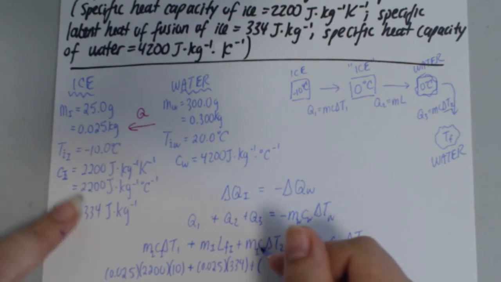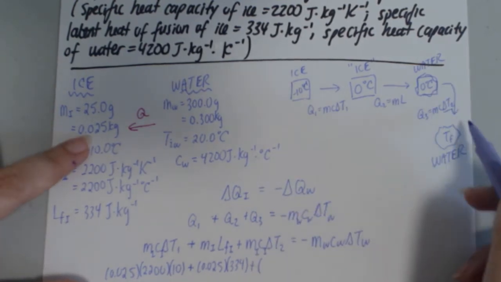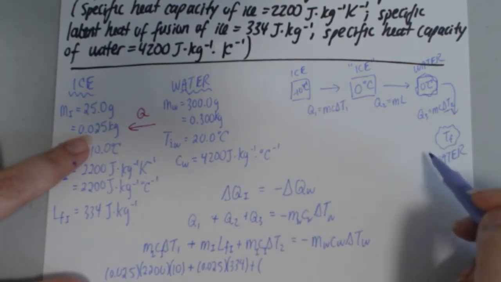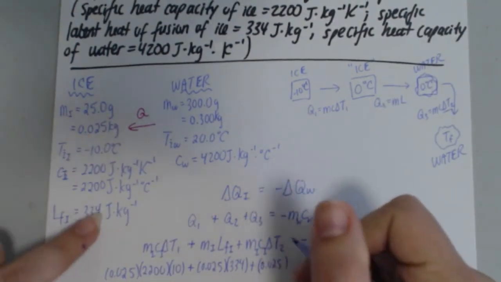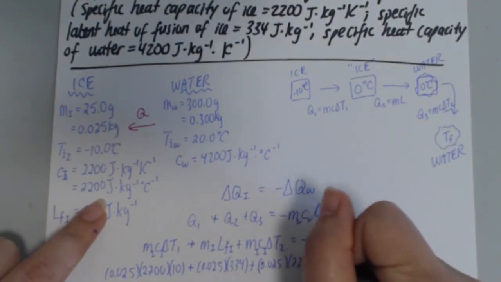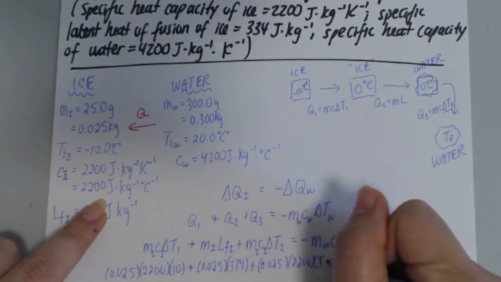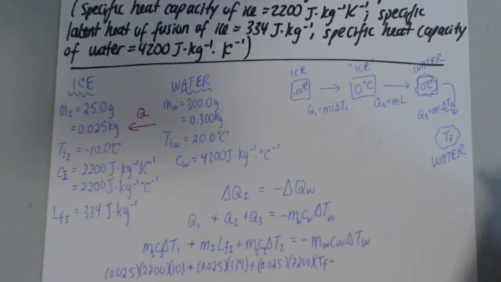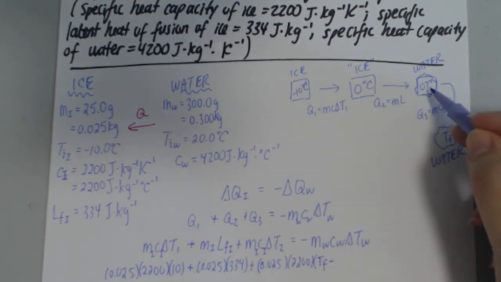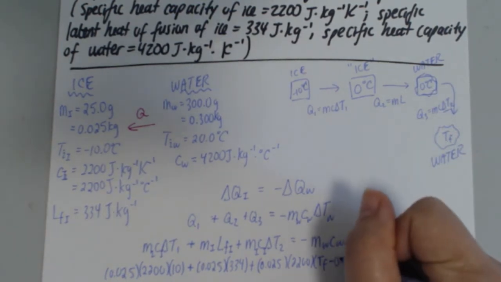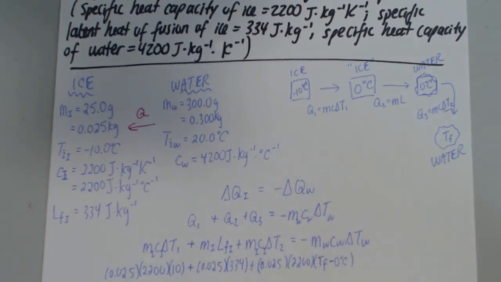Plus, once again, mass of ice. So this is now when it's turning from water into, well, still water, but some new temperature. 0.025 times 2200 times T final minus T initial. Now, what temperature is it initially before it starts increasing? It's at 0. So 0 degrees Celsius. I don't even need to write that, but I'll write it just for thoroughness.